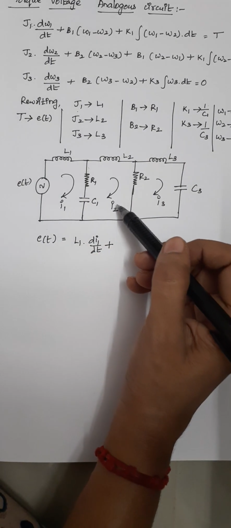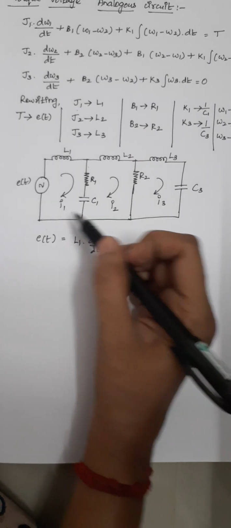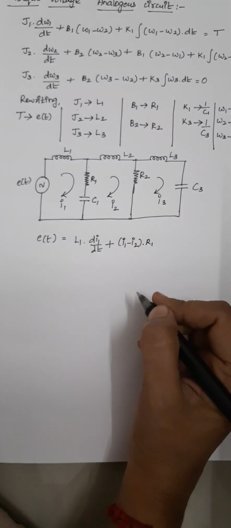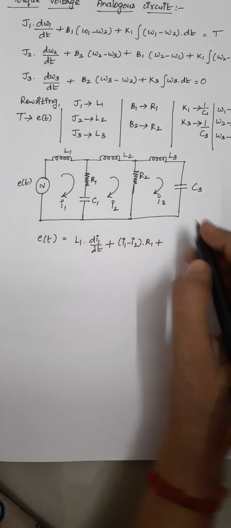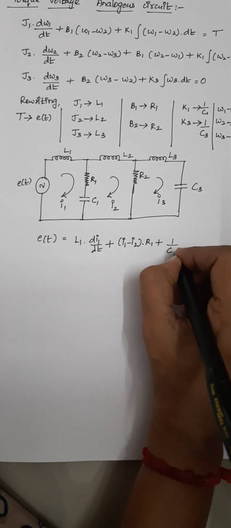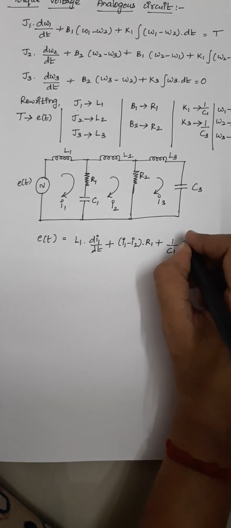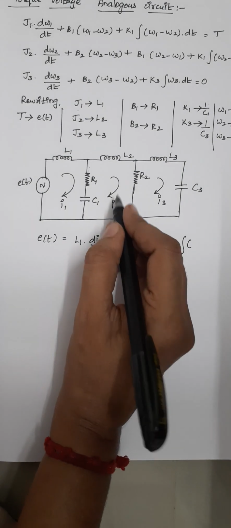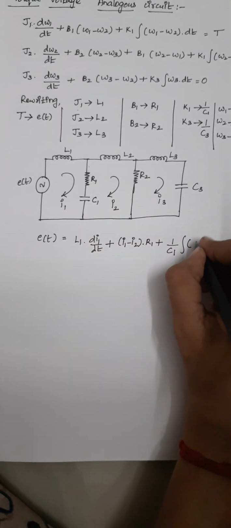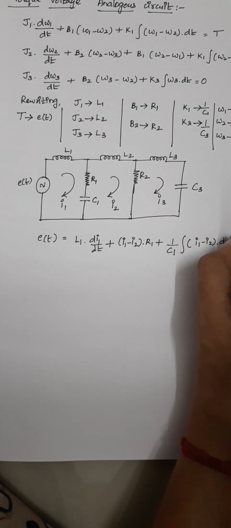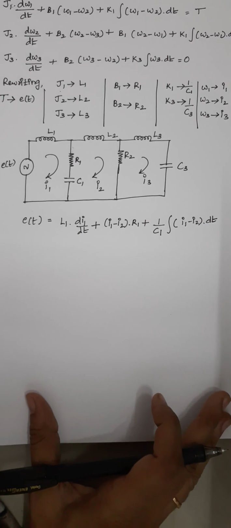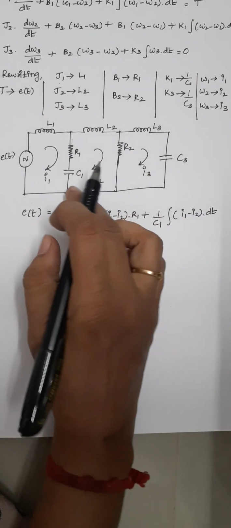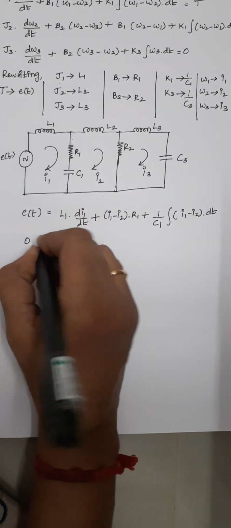So here the current flowing through this resistor is I1 and I2. As I am considering loop 1, I have to write it as I1 minus I2 into R1, plus again here I am having a capacitor, so I have to write the voltage drop across a capacitor as 1 by C1 integral of, again through this capacitor I am having currents I1 and I2. Okay, both are flowing through this capacitor. So here I have to write it as I1 minus I2 into dt. Right, this is the expression for our loop 1. Next, consider loop 2. While considering loop 2, there is no source voltage here. So I am writing it as 0.